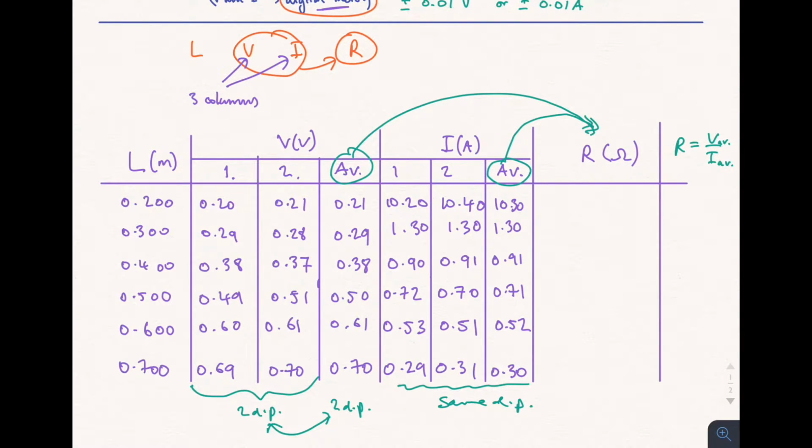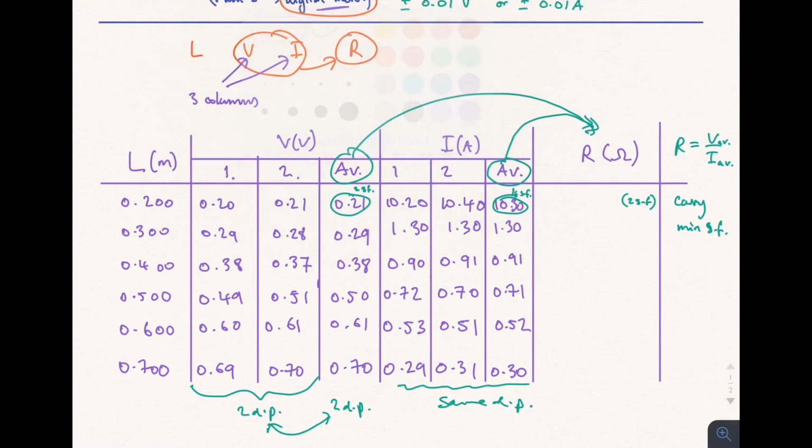Whereas the average values needed to have the same decimal places, now I'm calculating something here. So for calculated values, we need to carry forward the minimum SF. So we're looking at significant figures here rather than decimal places. Here, the current, this is 4SF. The voltage here, this is 2SF. So I should have 2SF for the resistance when I've calculated it.